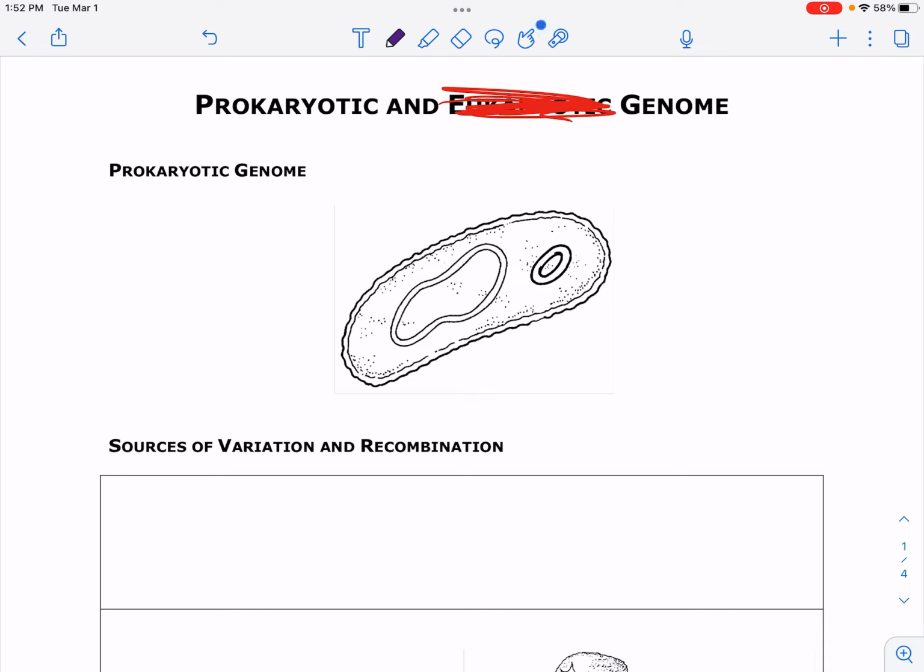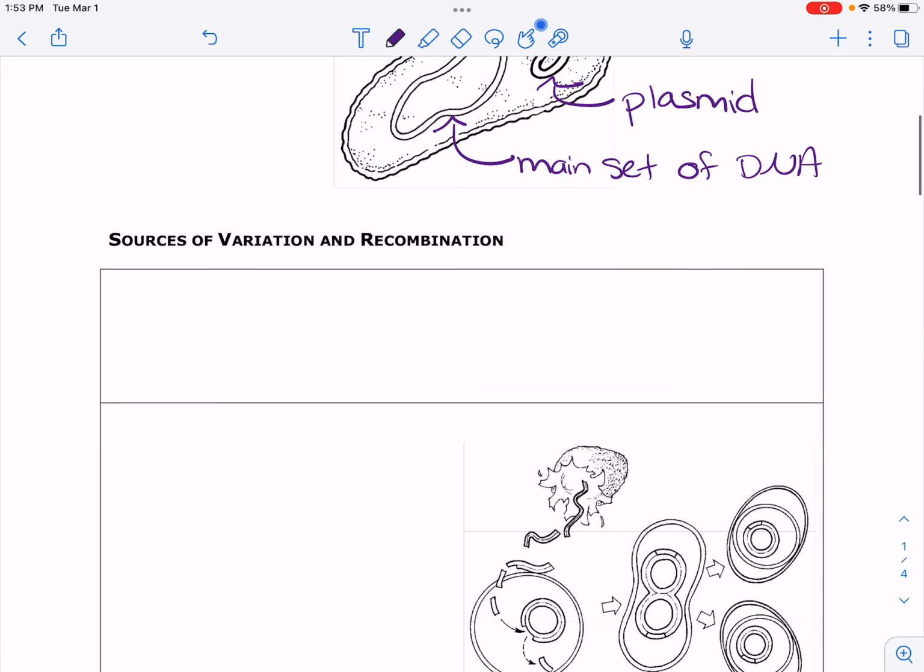And they have circular chromosomes. And then they also sometimes have small circular pieces of DNA that are called plasmids. And so they're separate from their main set of chromosomes. So this is their main set of DNA, I should write. And then they can also have small circular pieces of DNA.